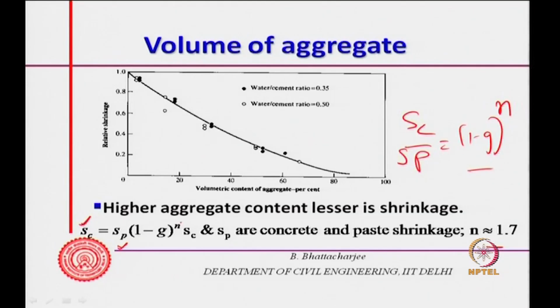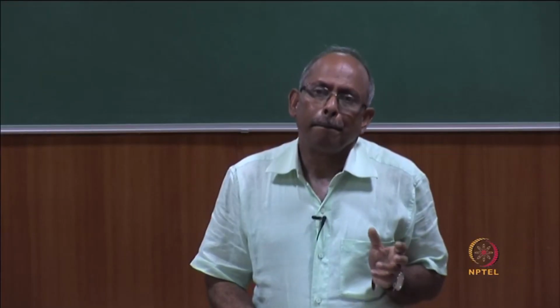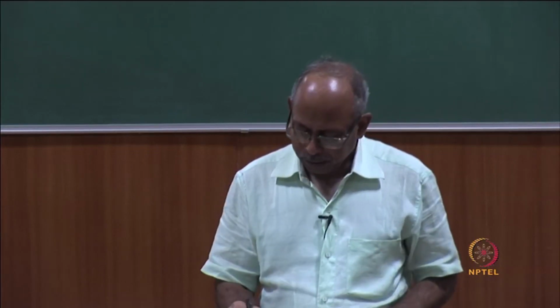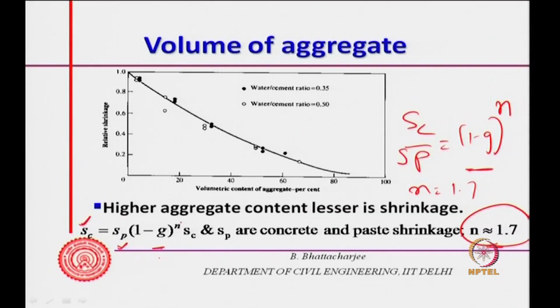So, one can actually relate to this one. n is roughly about 1.7. So, this is an empirical equation. We can understand that the more the aggregate content, the lesser is the shrinkage.